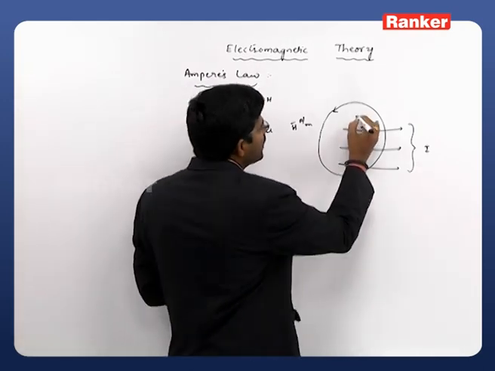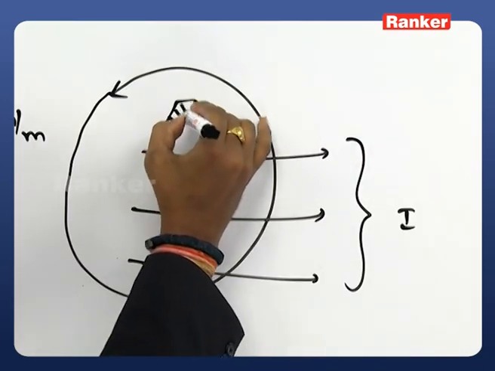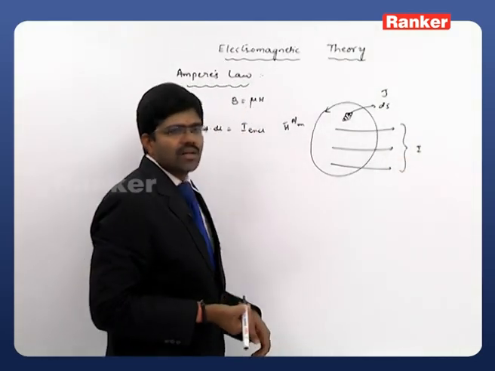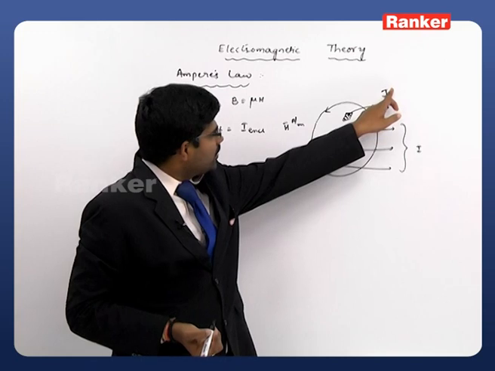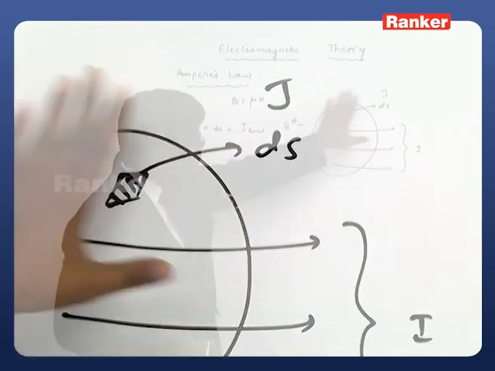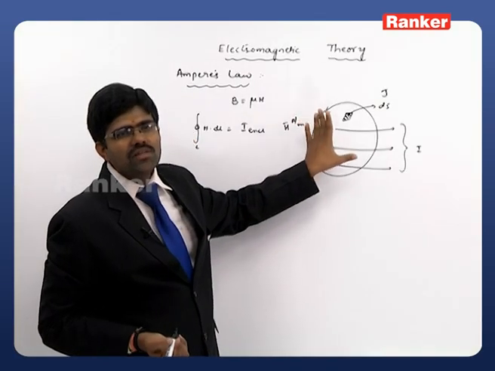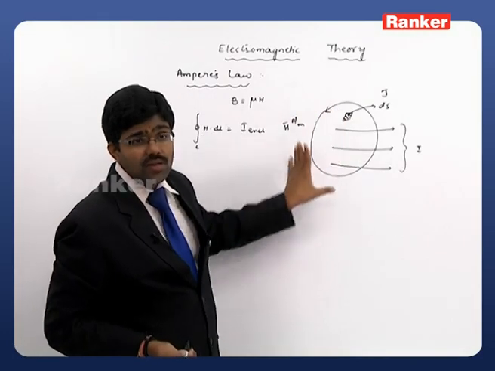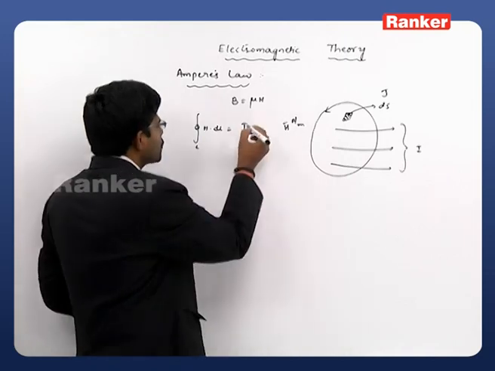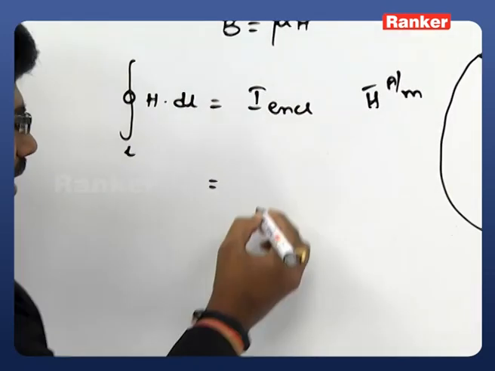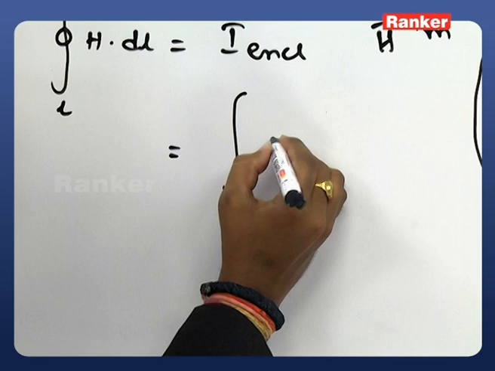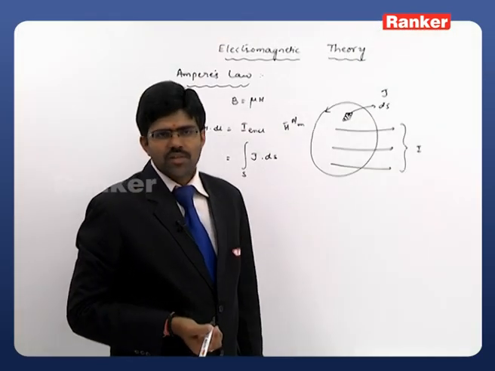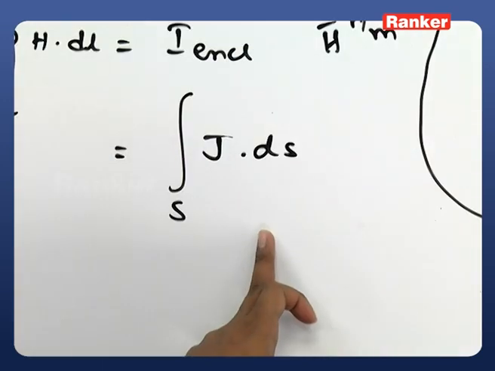So I will consider a cross-sectional differential surface dS and J as the current density, which we already learned. I will integrate this J with respect to dS, and what I will get is the total current enclosed within this closed surface, that is, the surface formed by the closed line. Now this total I enclosed can be written as the surface integral of J dot dS. That's what I am writing, just the equivalent of this enclosed current.